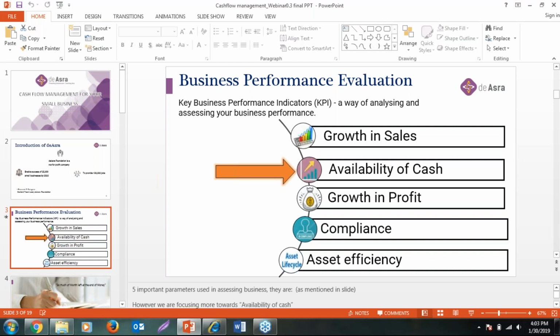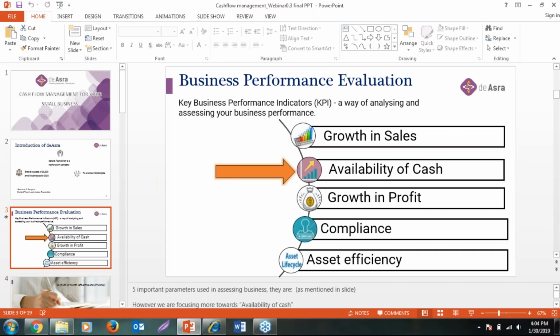Later on, I'm also going to provide you a link to a business performance assessment, that is, business performance evaluation, which is a small test, a questionnaire kind of thing. If you give the answers to those questions related to your business, then the report generated will give you a fair view of where your business is lacking, or which is the red area or problem area in your business, which you can then work upon.